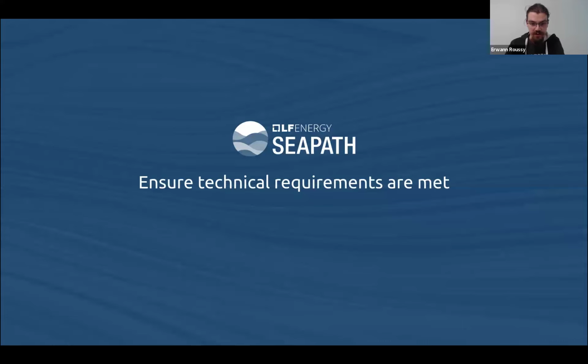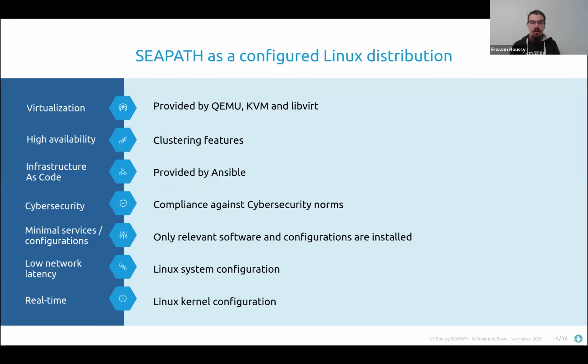First, how do we ensure the technical requirements are met? So let's take back our list of requirements and see how we can answer to that. I will go in more details in the next slide. The virtualization question first is provided by QEMU, KVM, and libvirt. So that's something that is given by the already well-established open source software. The high availability is handled by a clustering feature that we developed on SEAPATH. The infrastructure as code is provided by Ansible, so describing all your hardware and deploying everything with the Ansible tool.